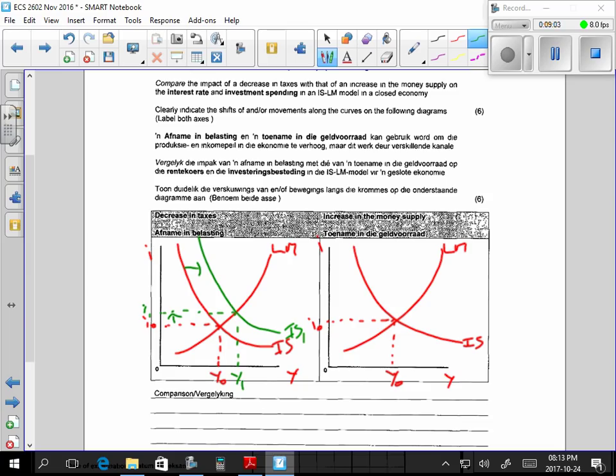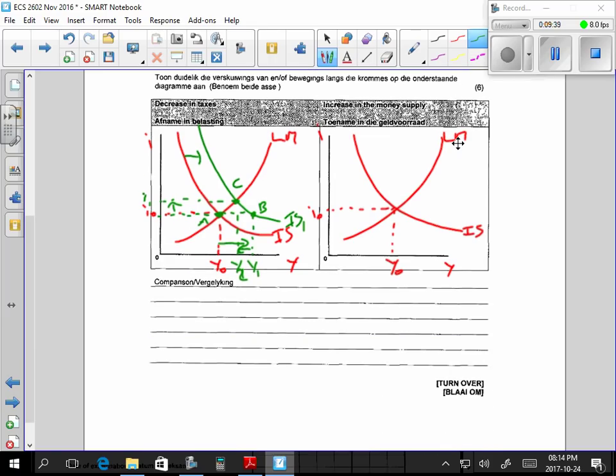Sorry, hang on. I forgot the intermediate point. So there's point A, point B, and then point C. So essentially what will happen, we increase output and income from Y0 to Y1, and then we decrease it from Y1 to Y2.